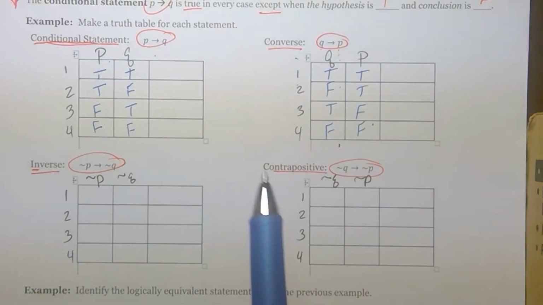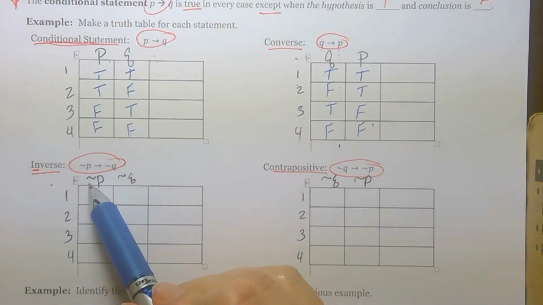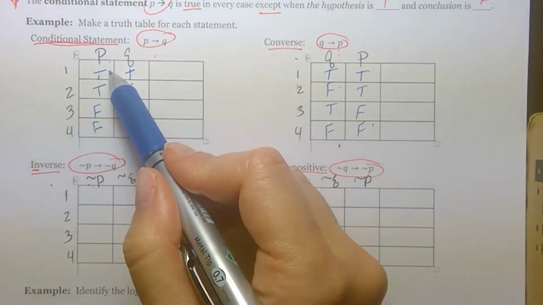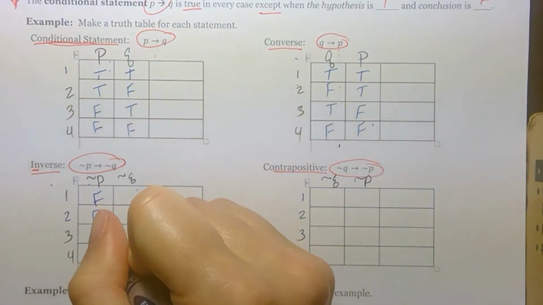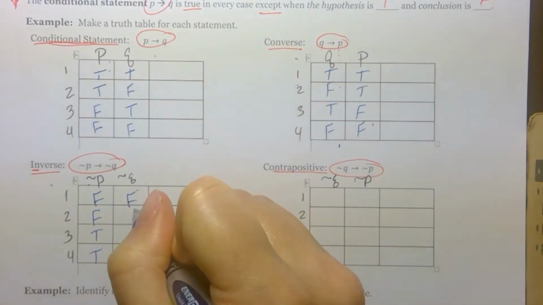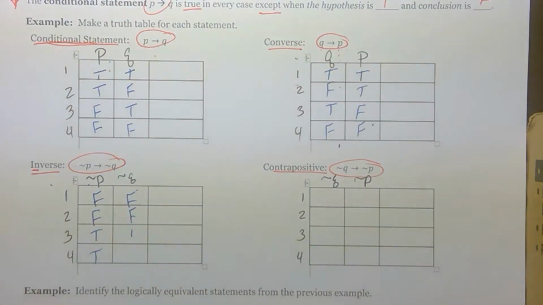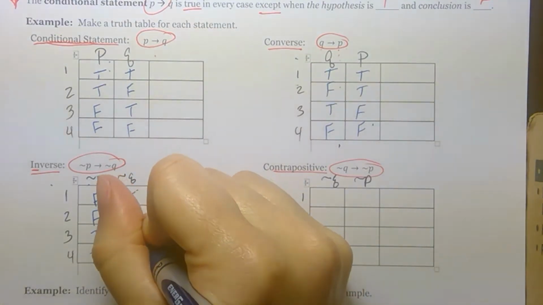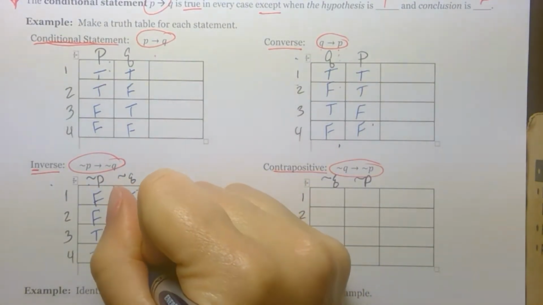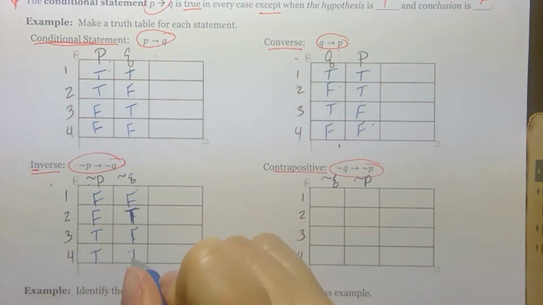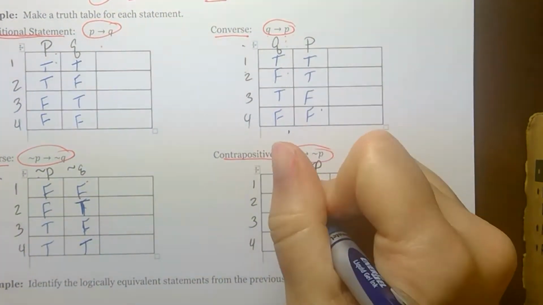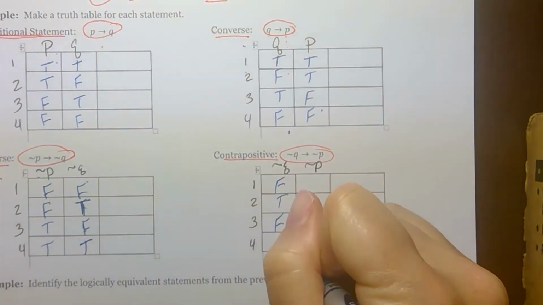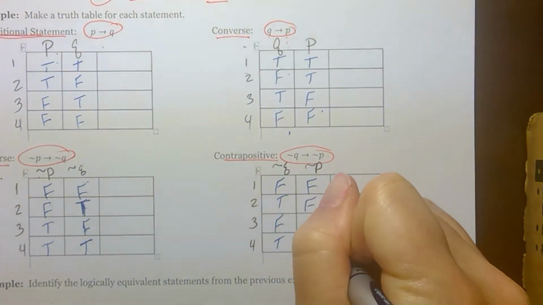When I come down to the inverse where I negate P and negate Q, I think back to the P and Q columns, and negate means to change the truth value. Sorry, that's an error there. That should be false, true, false, true. And then I'm using these same not P, not Q columns. I'm just looking at them in the other order, so I want to make sure I have them filled in correctly.